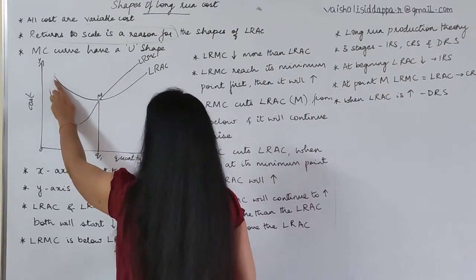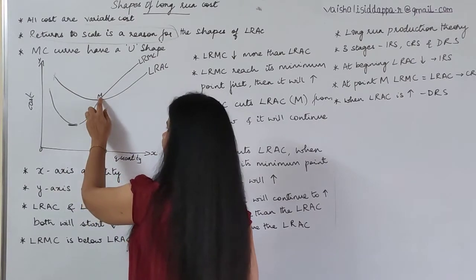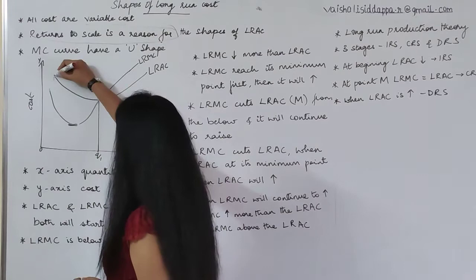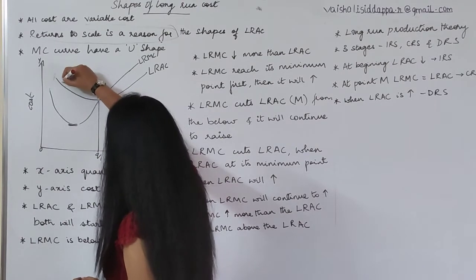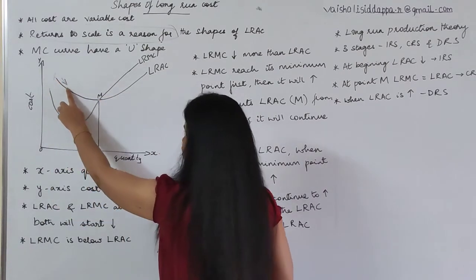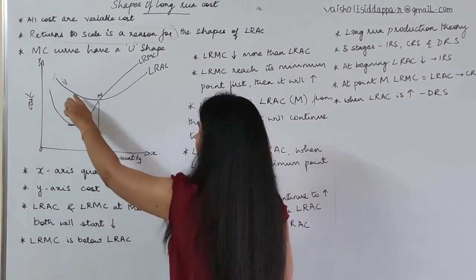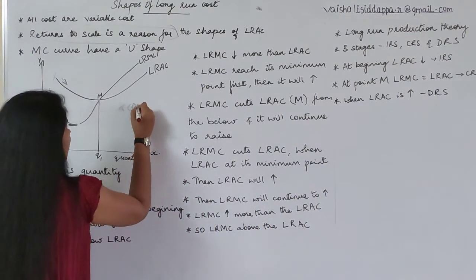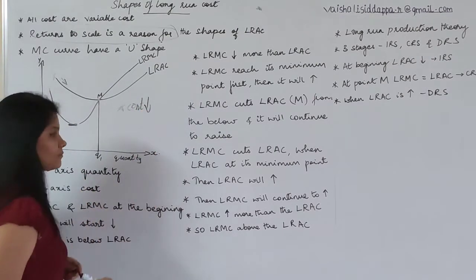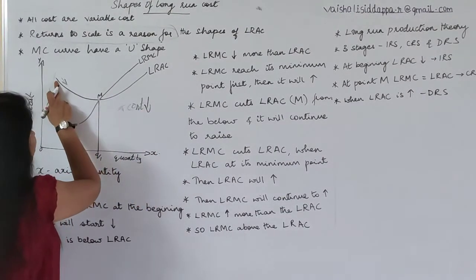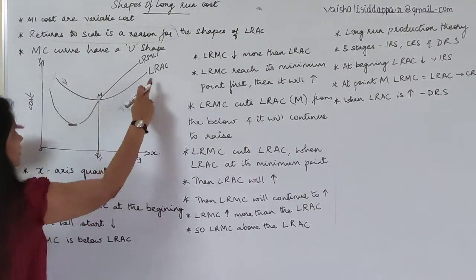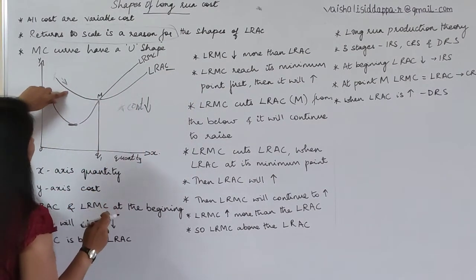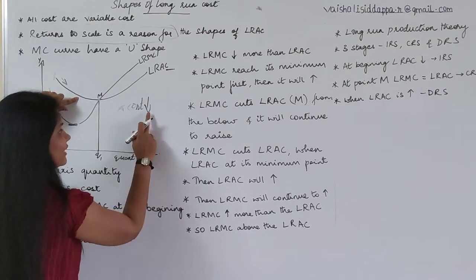So now, at the beginning, otherwise you can say before point M, where LRAC is coming downward, can you see this? So this LRAC is decreasing. If LRAC is decreasing, the simple logic behind this is that cost is decreasing. The cost is coming down. Can you see? This is the cost. This is nothing but the cost. The cost is coming down. That means cost is decreasing.